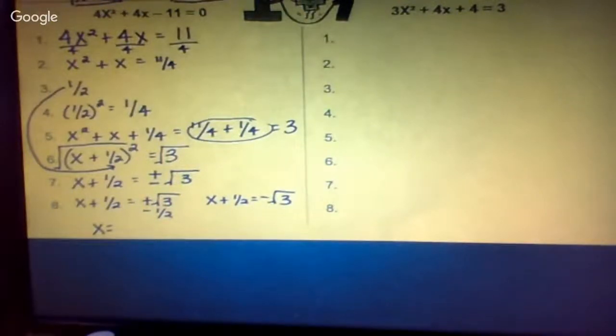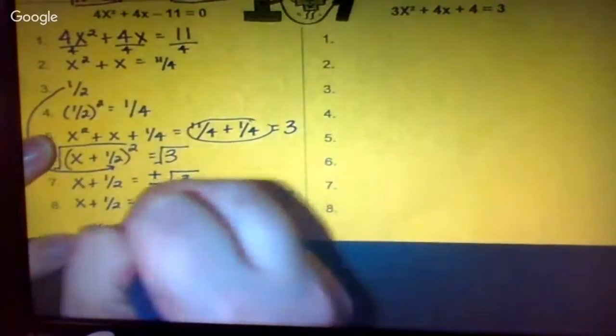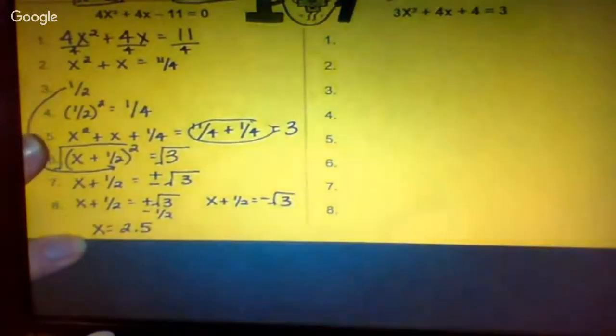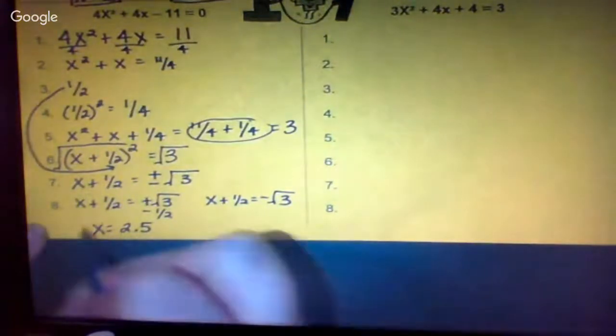Somebody plug that in for me. Square root of 3 minus 1/2. It's going to be a decimal. Always round to 2 decimal places. Marlon, what did you get? 2.5. Does it go to 2 decimal places or just 1? 1. If it just goes to 1, leave it alone. So you said 2.5? Yes. Okay. The other side.